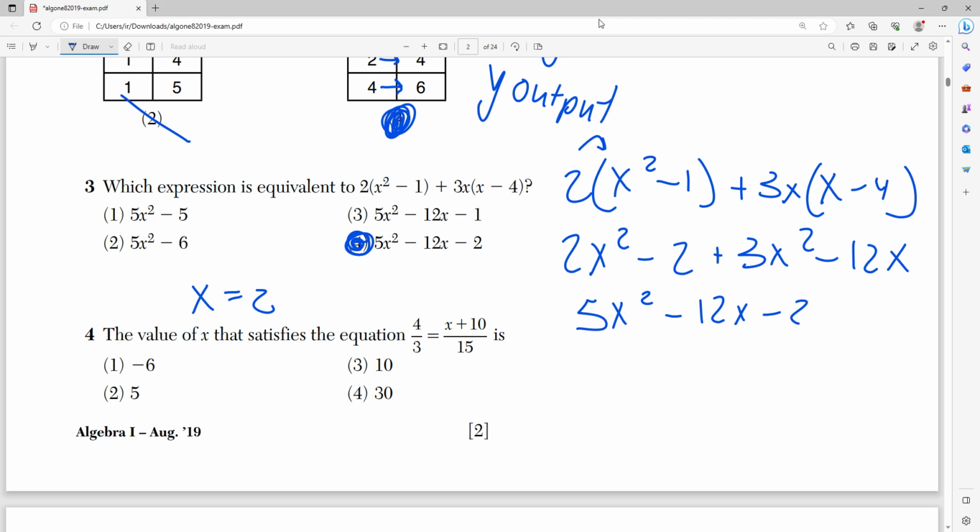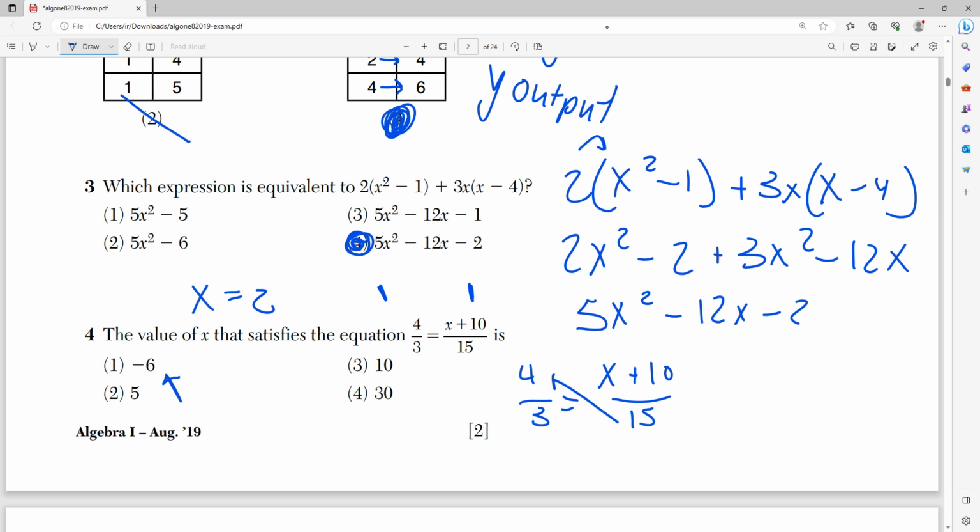Guys, two ways you can do this. Number 1, you could plug in these values for x and see which one is equal to 4 over 3, or you could just cross multiply. Here I have one fraction on this side, I have another fraction on this side. I have one fraction on both sides, which means I can cross multiply, which is what I'm going to do to solve this problem. I'm going to rewrite it.